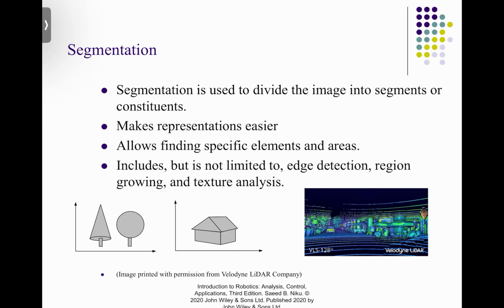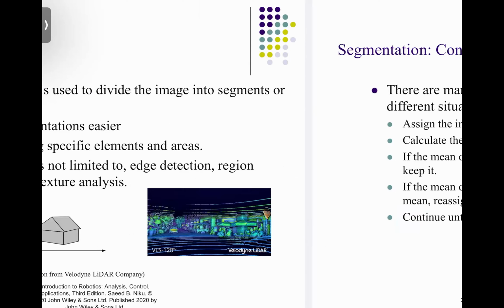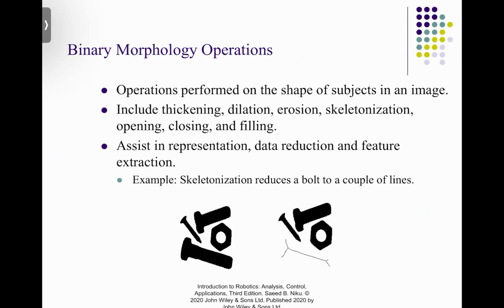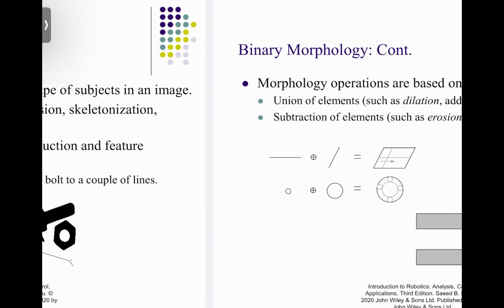Segmentation can be used to find edges, regions, texture, and so on. Again, there are different techniques, mathematical algorithms for segmentation. Again, clustering, there is a mean calculation, reassignment, and so on. Sometimes we have to use the morphological operations, whereas basically you have two different shapes. You add the shapes, subtract the shapes, or perform some operations that are related to the set theory. So that can be used for data reduction, feature extraction, and so on.